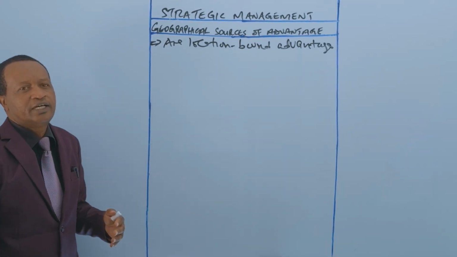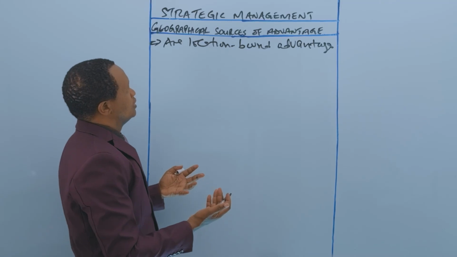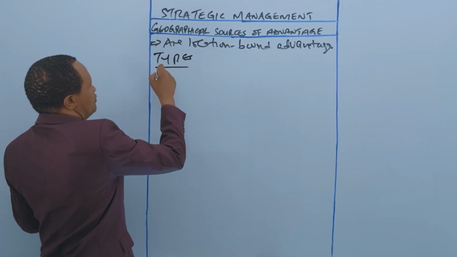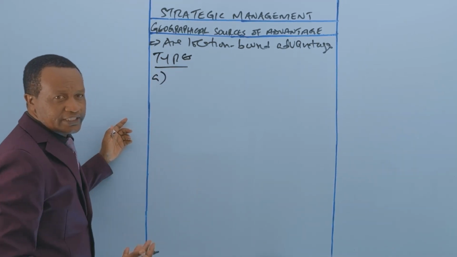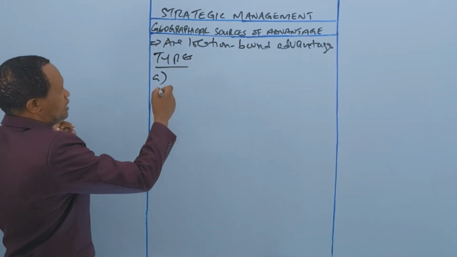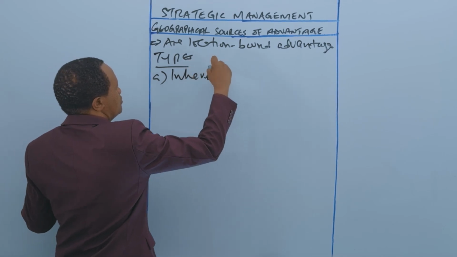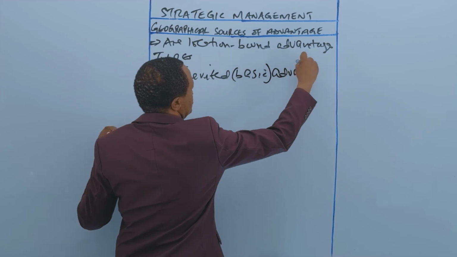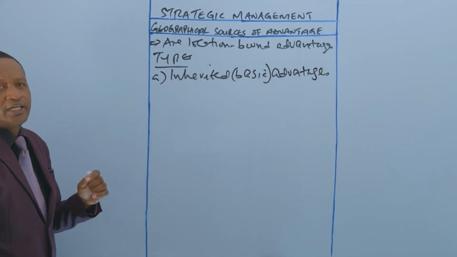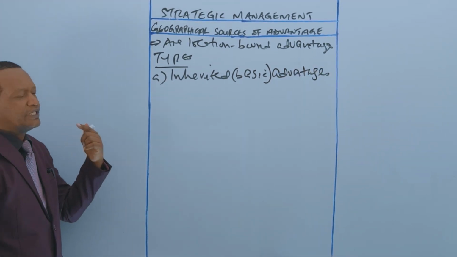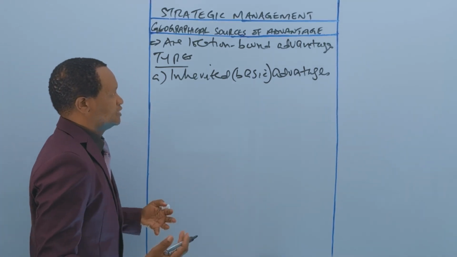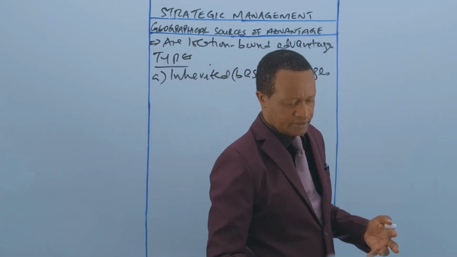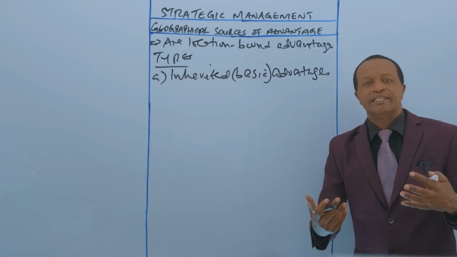And there are two main types of geographical sources of advantage. We have, number one, the inherited advantages, also known as basic. Inherited or basic advantage. Then we have created or advanced advantages. What are these inherited or basic advantages?